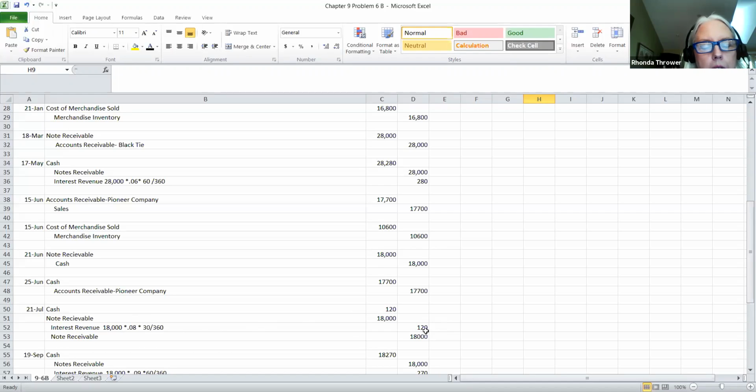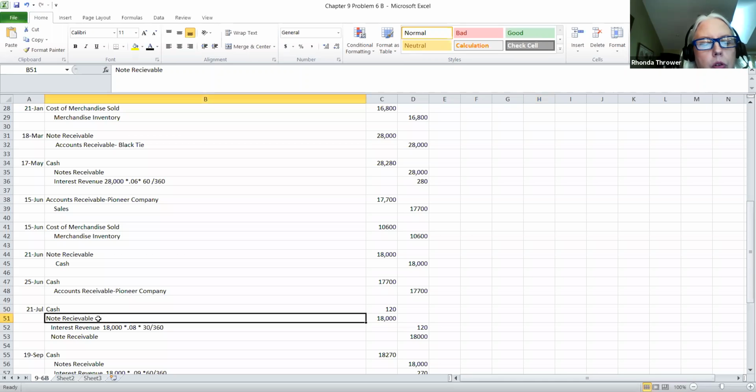That's one journal entry. The second journal entry says we have to put a new note on at the face amount of $18,000, but we're going to charge 9% interest, and we're going to give them 60 days to pay it within. So this is the new note. And so I'm going to put out here to the side that this is the new one, because sometimes it gets confusing there. That's your new note. And this is the one that has the new 9% interest on it. You might want to put that out to the side too, just so you'll know what we're doing here.